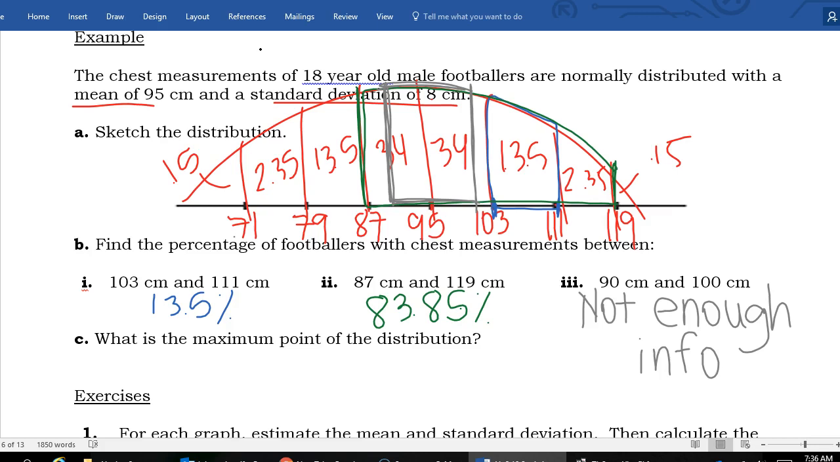Letter C, what is the maximum point of the distribution? We had the formula way up top. That was 1 over the standard deviation times the square root of 2 pi.